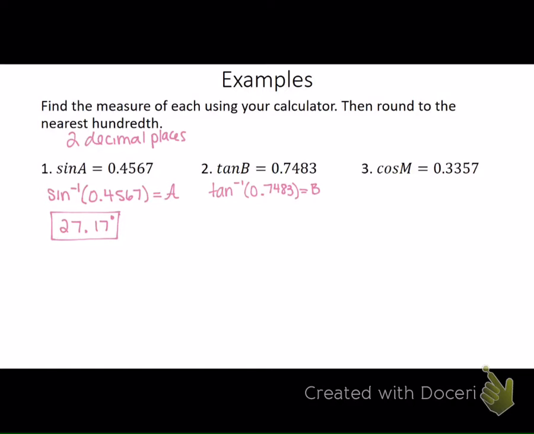So Devin, what did you get? 48. Did anybody else get 48.44? Or 36.8? Okay, let me see what you did there. Because your calculator's weird, that's why I asked you. Second. You hit sine. We're using tangent.